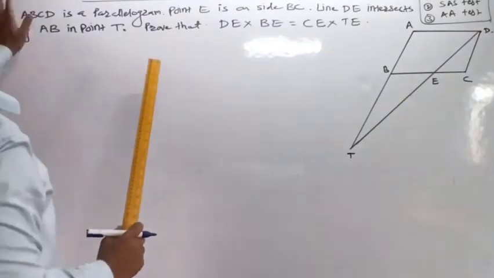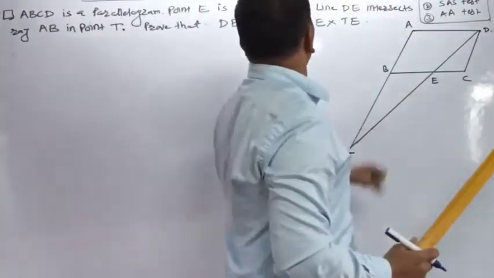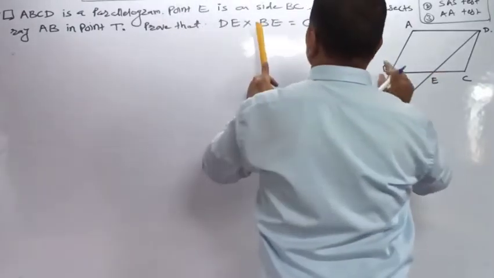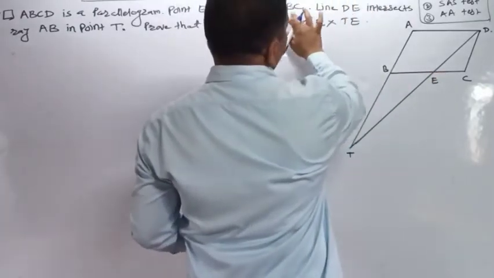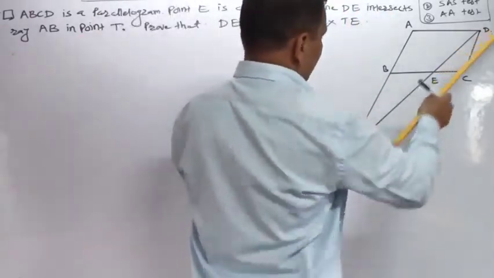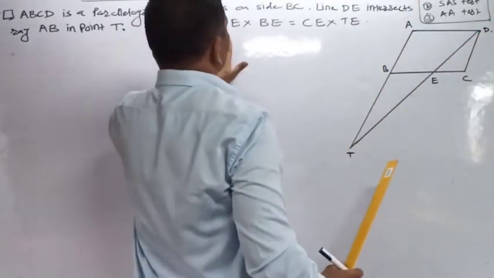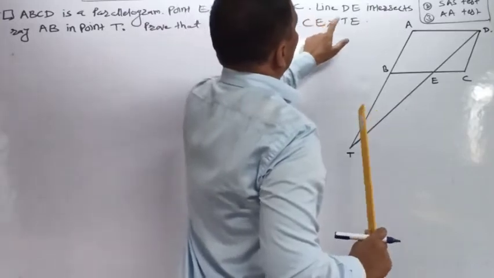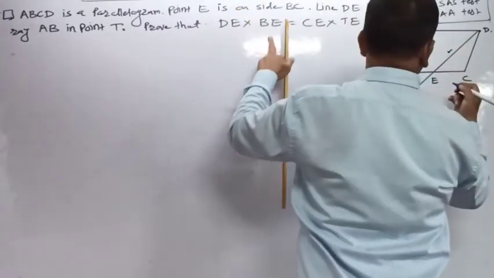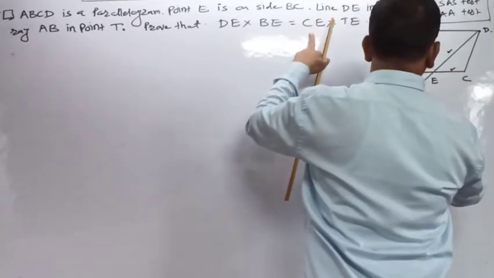Now, what is in the 7th example? Quadrilateral ABCD is a parallelogram. Point E is on side BC. Line DE intersects ray AB at point T. Prove that DE into BE is equal to CE into TE.